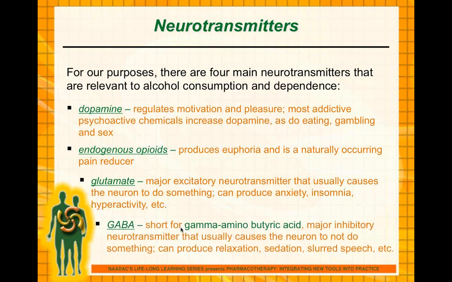Conversely, there's GABA, which is pretty much the opposite of glutamate. It's the major inhibitory neurotransmitter, and it usually causes the neuron to not do something. Examples of that are relaxation, sedation, and slurred speech. So think about GABA as really slowing the body down. Whereas glutamate revs the body up, causing anxiety, racing thoughts, non-sleep, and hyperactivity, the opposite is true for GABA, which causes the body to relax, be sedated, and have slurred speech, generally slowing down. So those are the four main neurotransmitters.